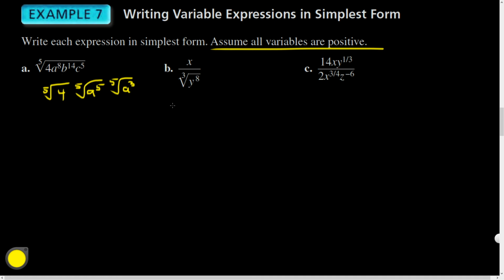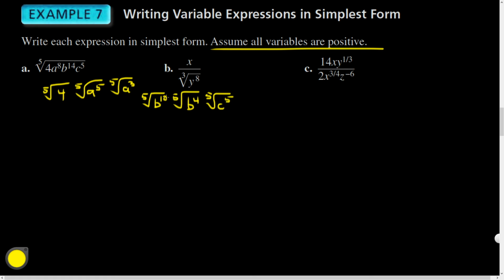As far as b to the 14th, the largest number divisible by 5 that I could break that into is b to the 10th. 10 is divisible by 5. And so I'm going to write this as the 5th root of b to the 10th times the 5th root of what's left over? Well, 4, because 10 plus 4 is 14. And c to the 5th is already something that's divisible by 5, so it's able to reduce with a 5th root. And so I'm going to write c to the 5th.